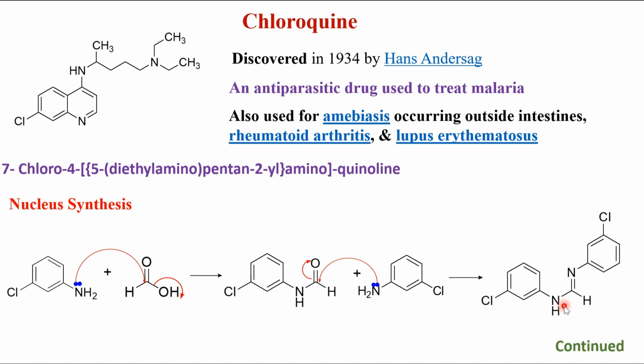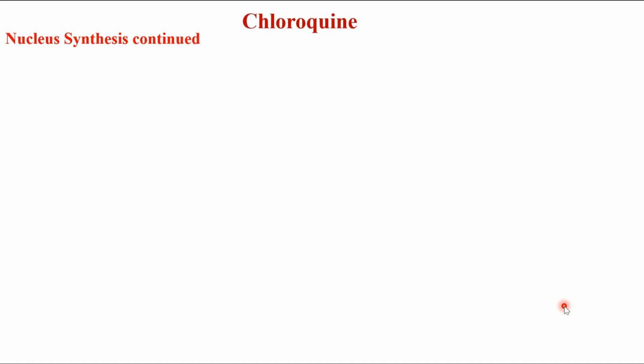This imine formed, I'll treat with diethyl malonate. Malonic acid is CH2COOH twice. In this, COOH is converted into ester, ethyl ester. It is diethyl malonate. The beauty of this diethyl malonate is that the central carbon is flanked between two electron withdrawing groups. That's why it is acidic enough to lose the proton.